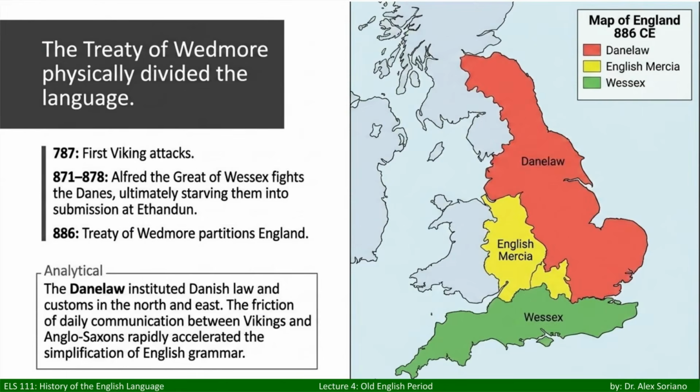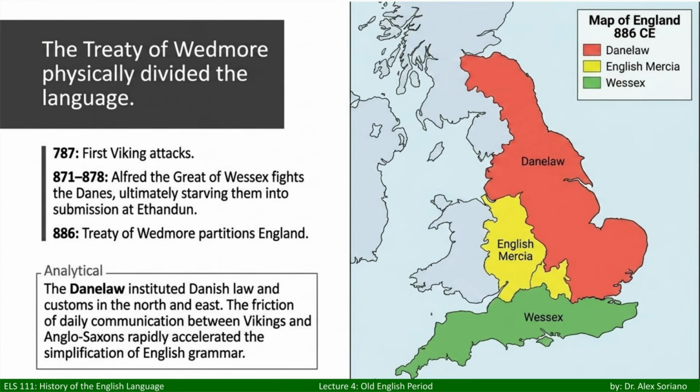Now, the simplification stage, and this slide gives us the precise mechanism, a real treaty that physically split the country in two. 787, the first Viking attacks on Britain begin. 871 to 878, Alfred the Great of Wessex fights back against the Danes, eventually starving them into submission at the Battle of Ethandun. 886, the Treaty of Wedmore formally partitions England. The Danelaw in red across the north and east, English Mercia in yellow, Wessex in green in the south.